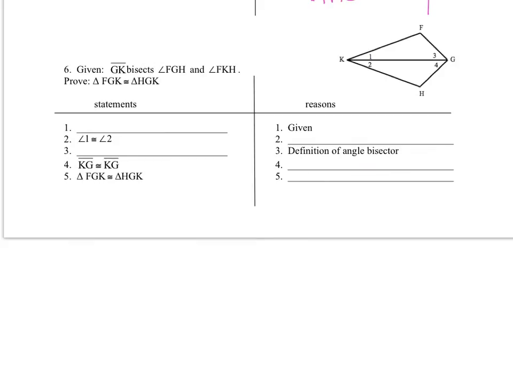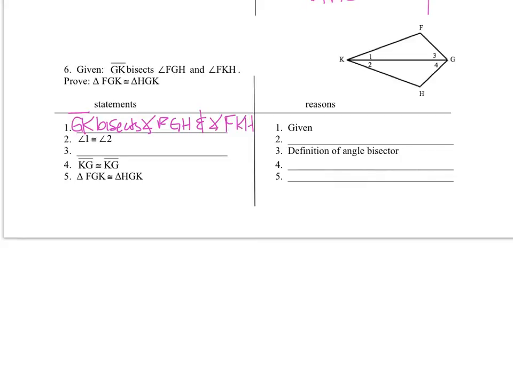Okay, and number 6, it says given JK bisects angle FGH and angle FKH. You're trying to prove that triangle FGK is congruent to HGK. Okay, the first thing it says, we have a statement. We've got to figure out what our statement is, but if you look at the reasoning, it says given. So we're going to write GK bisects angle FGH. My handwriting is awesome. And angle FKH.